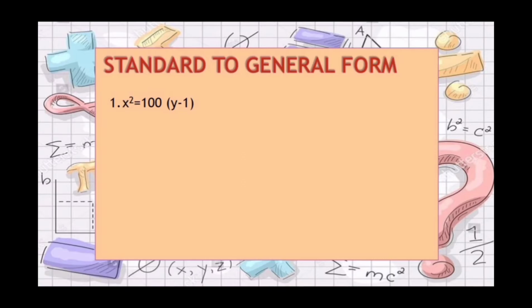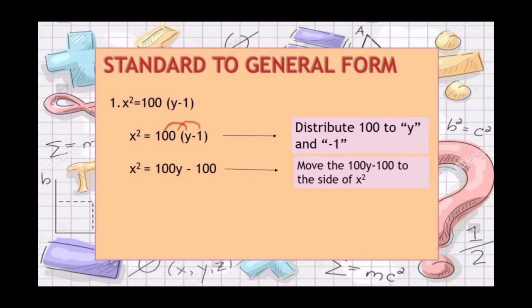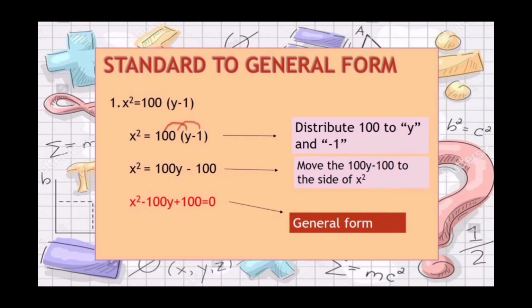And to write this one to general form, let us have x squared equals 100 times the quantity of y minus 1. And let us distribute 100 to y and negative 1. And just copy the x squared. And that will be x squared equals 100y minus 100. Let us move the 100y minus 100 to the side of x squared. And the answer would be x squared minus 100y plus 100 equals 0. And that will be our general form of this equation.